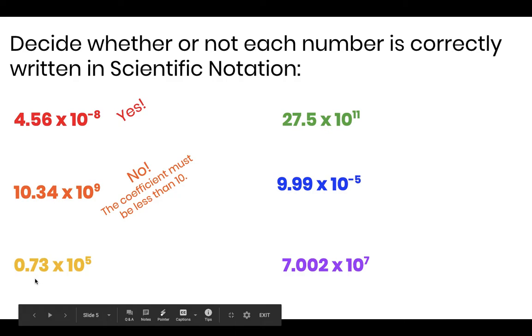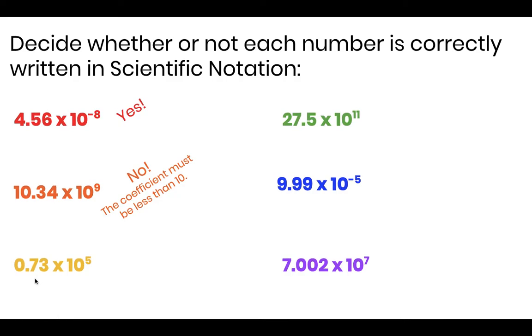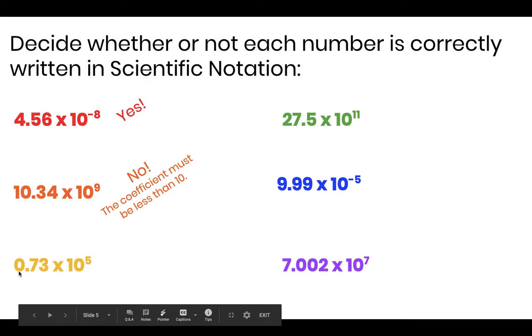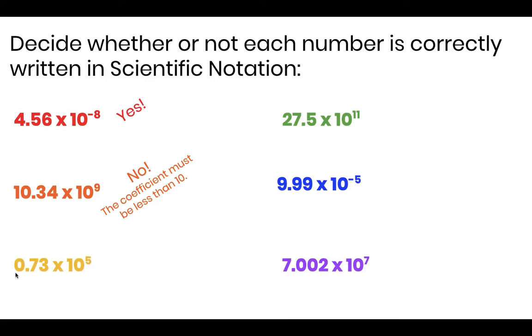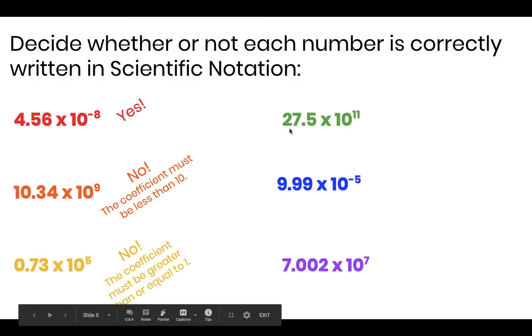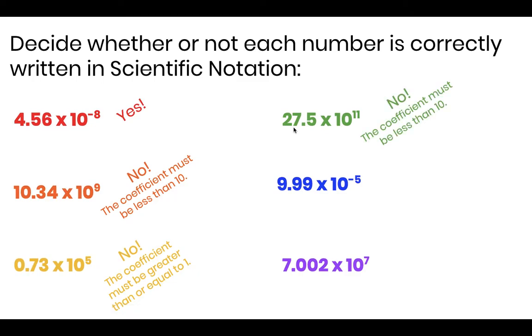Looking at our next one, 0.73 times 10 to the 5th. Think of our coefficient rule. It has to be 1 or greater, but also less than 10. This one would not be. The coefficient must be greater than or equal to 1. Looking at 27.5, looking at our coefficient of 27, we should know the coefficient must be less than 10, so this one is not.